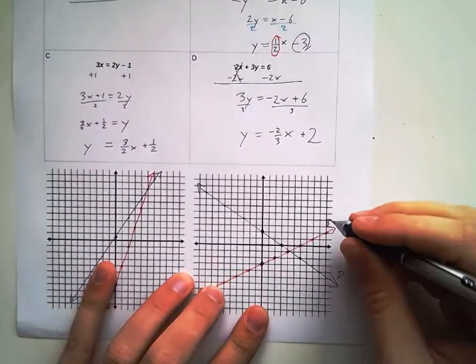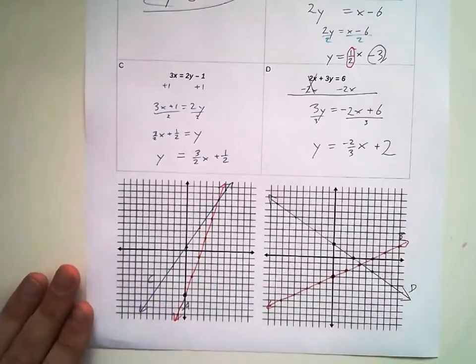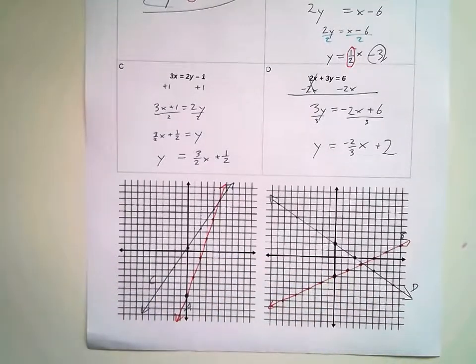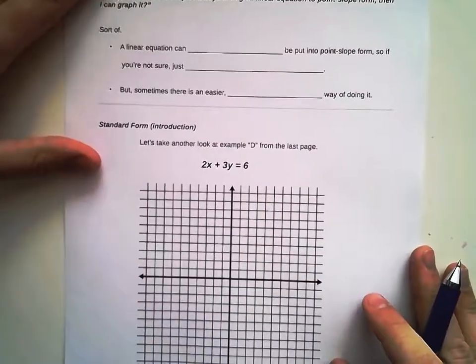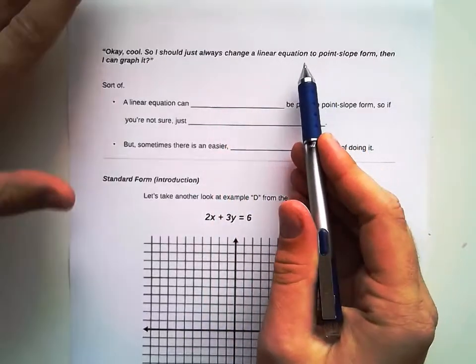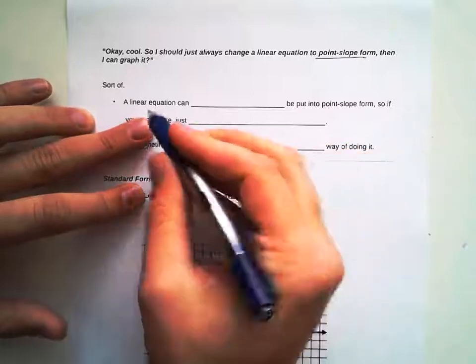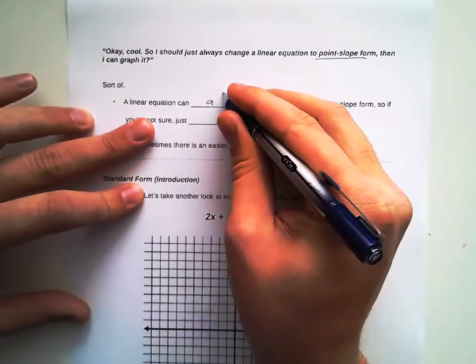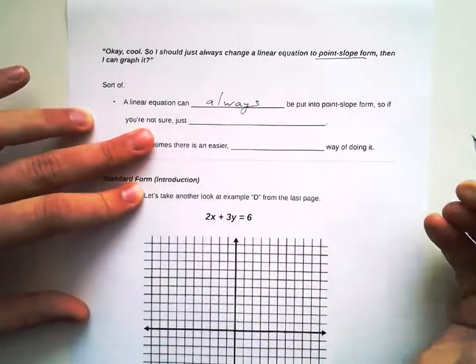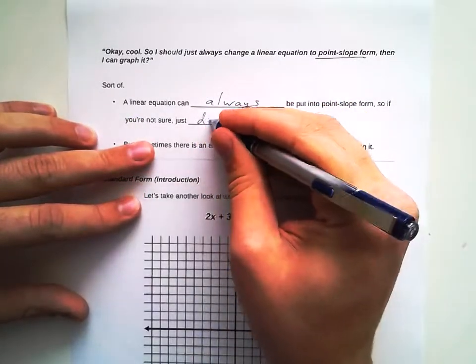This one was B. This one was A. This one was C. Okay. Last little section. Sorry, this video is going a little bit longer than I was wanting. But the question is, should you just always put it into point slope form so that you can graph it? A linear equation can always be put into point slope form. So if you're not sure, just do that.